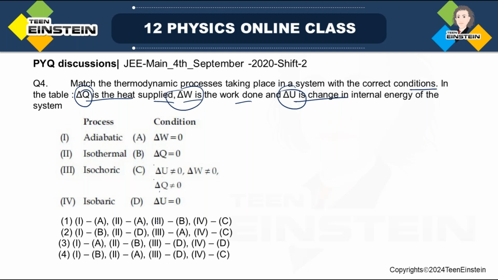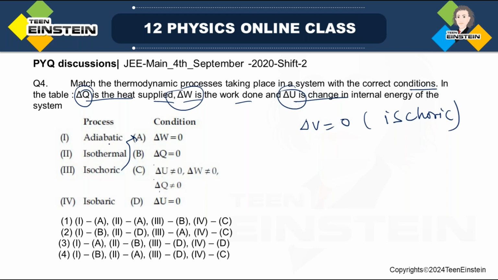See, work done will be 0 for which process? See the W, work done 0. This is possible only when this is 0, and this is possible only when it is an isochoric process. In isochoric process, the work done will be 0.